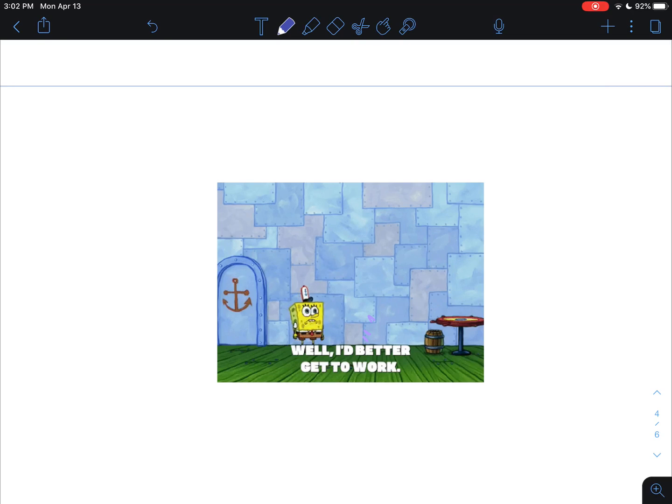So we're going to get to work, and we have a practice to do to practice finding area of trapezoids, and then you have a 5-question formative to do.